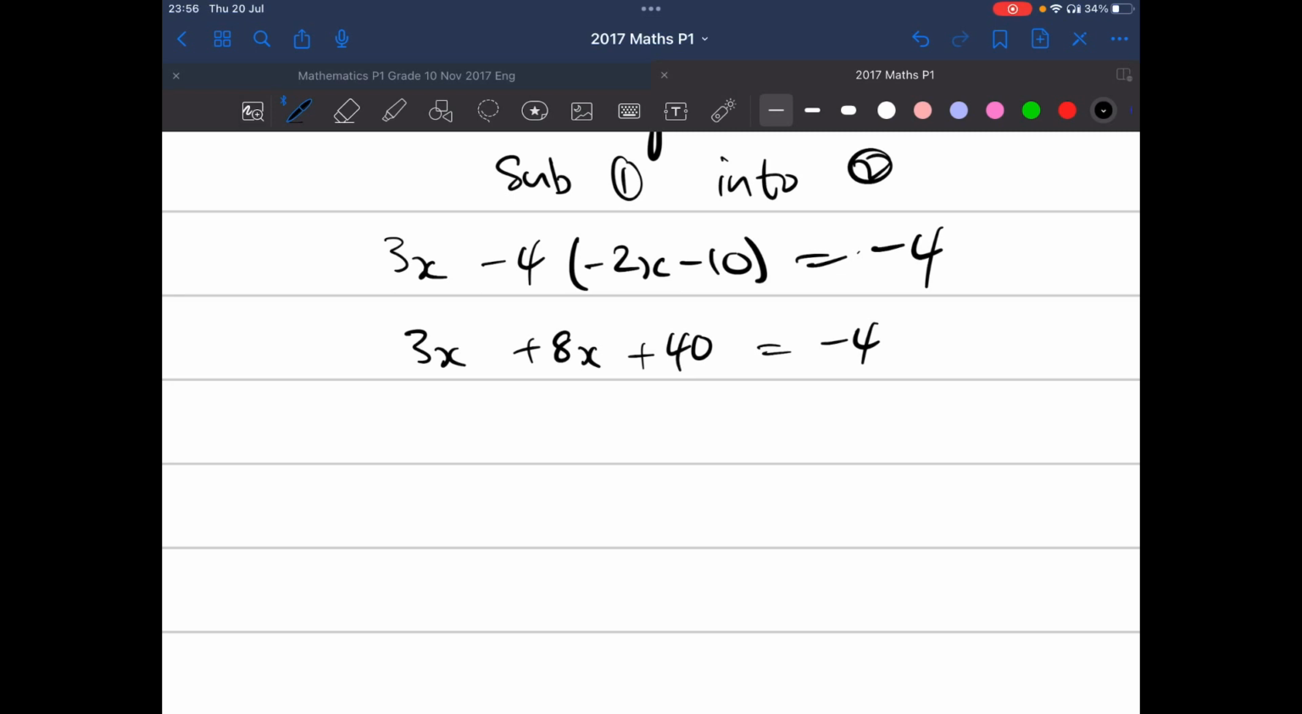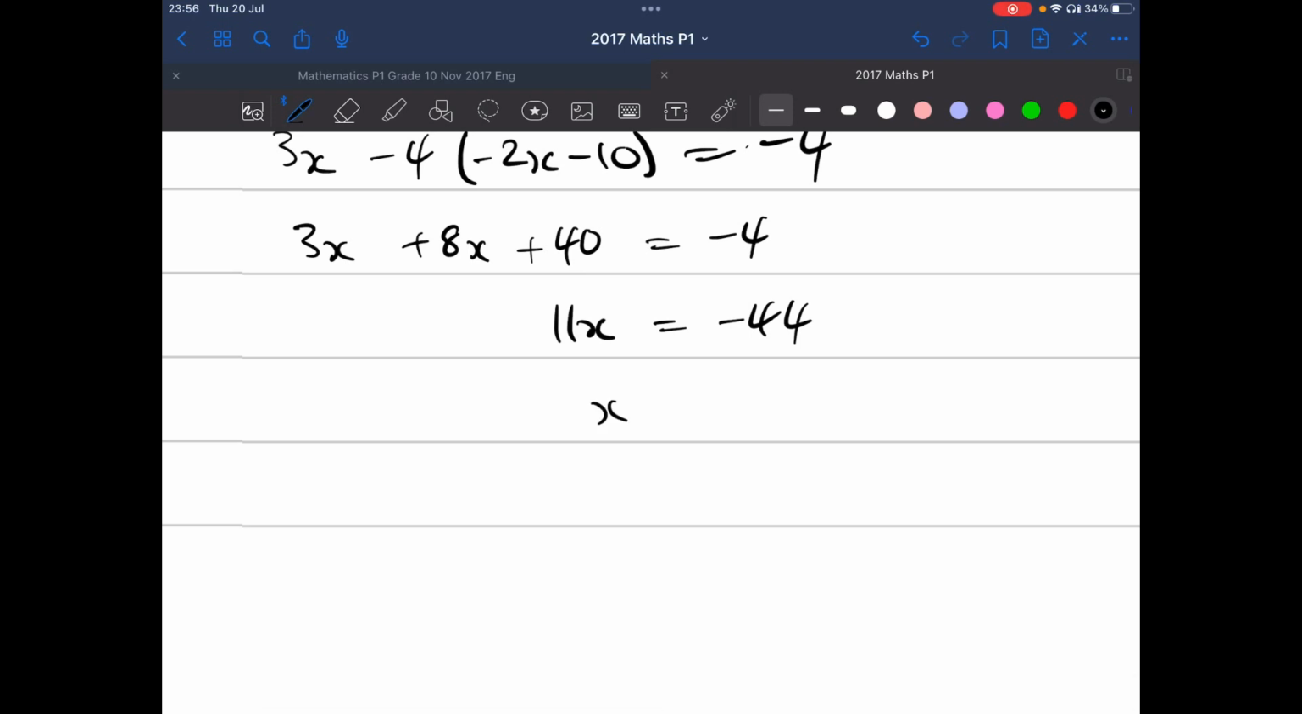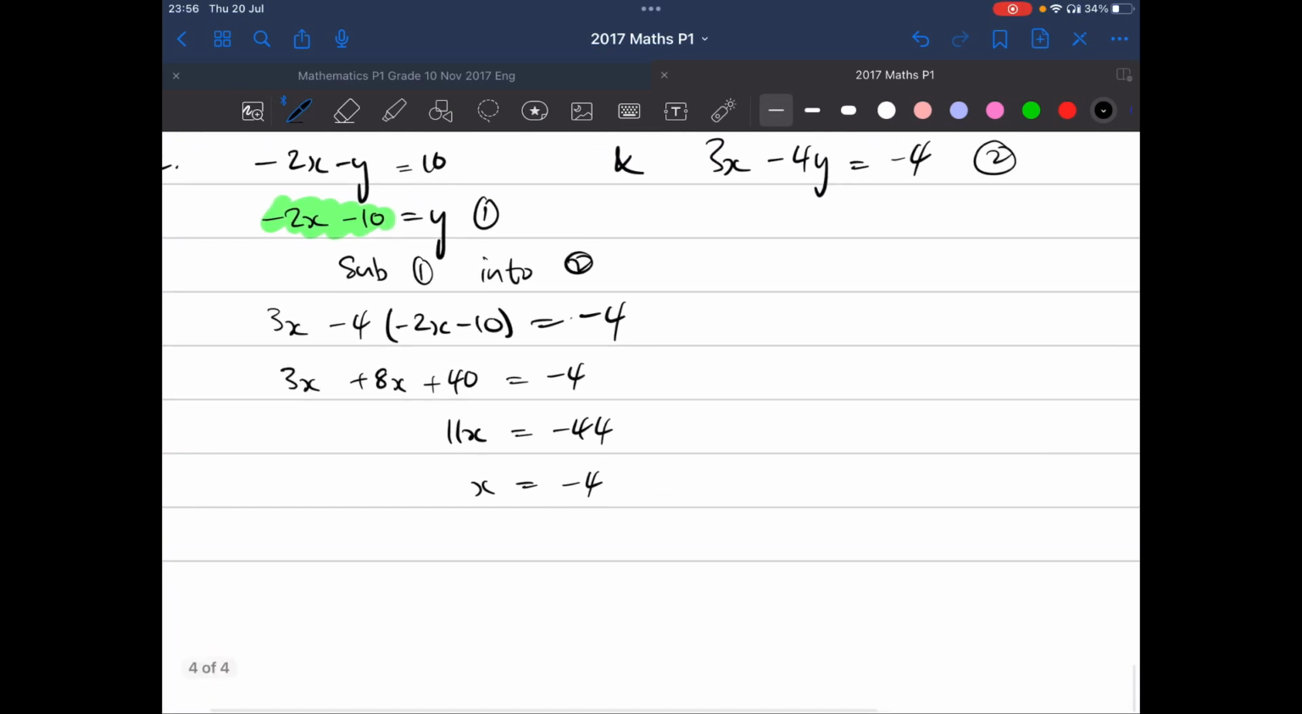Let's group our like terms. So we'll have 11x, and then I'll bring this to the other side, so we'll have minus 44 on that side. We'll divide both sides by 11, and then we'll get x is equal to minus 4. So now we can call this equation number 3.